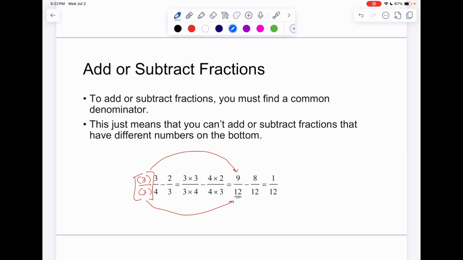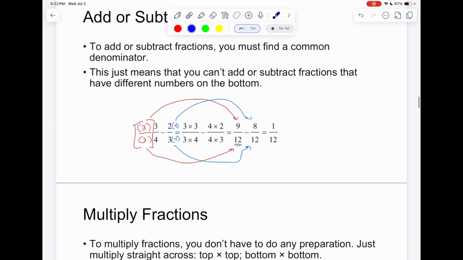We can take a look at the other one. If I multiply the bottom here by 4, I must also multiply the top by 4 to keep the same value. 2 times 4 is 8. 3 times 4 is 12. And here we can see when we add or subtract fractions, I have 9 12-size pieces, and I'm taking away 8 of those 12-size pieces. That means I will only have 1 12-size piece left. So you add or subtract the numerators and the denominator stays the same.